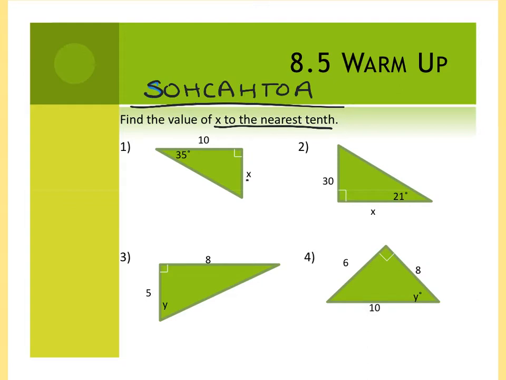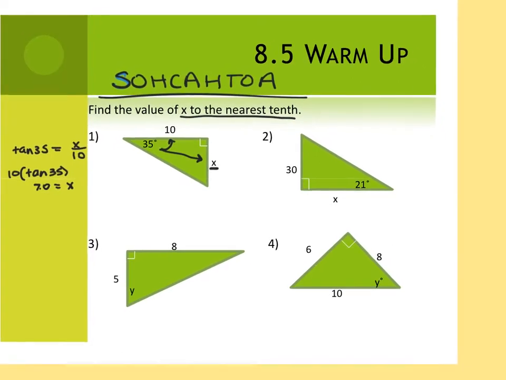So if I want to solve for x here, x is opposite the 35, 10 is adjacent to it, so I'd get the tangent of 35 equals x over 10, and when the number's in the bottom, I just multiply. So 10 times the tangent of 35 is 7.0. So I can keep it as 7 or I can do 7.0, either way. It's right.